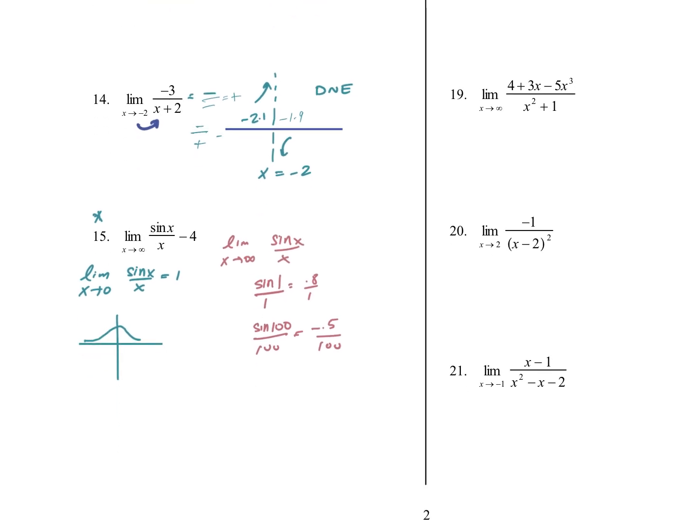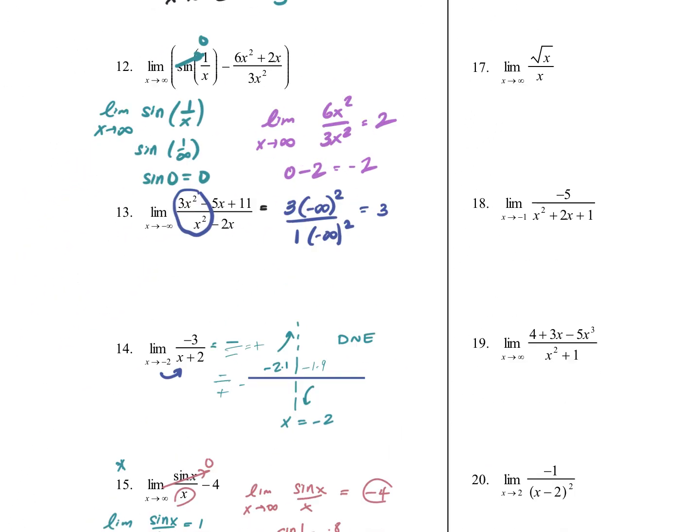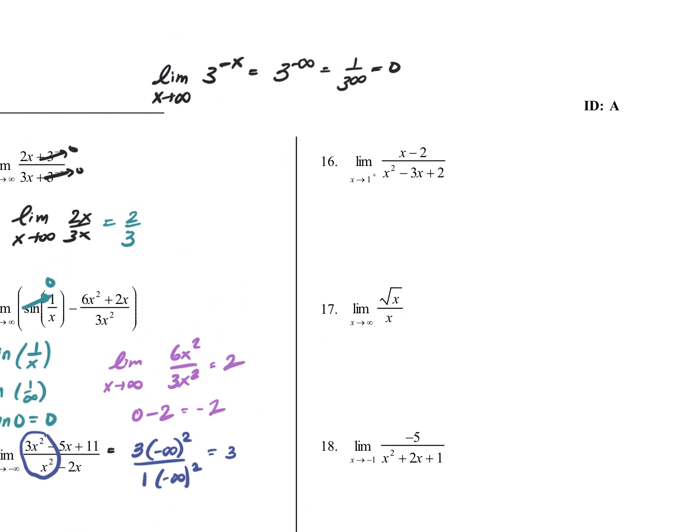If I did 1,000, so I'm going to infinity with my x, sine of 1,000 over 1,000, I'm still going to get a decimal. It's 0.82 over 1,000. You can see this is going towards 0. Okay, so it's a growth rate problem. The sine doesn't grow. It goes up to 1, down to negative 1. But the bottom is growing to infinity. Okay, so we're going to get 0 for that part of it. And then 0 minus 4 is negative 4. That was 15.